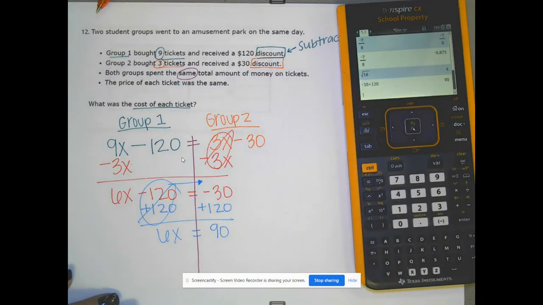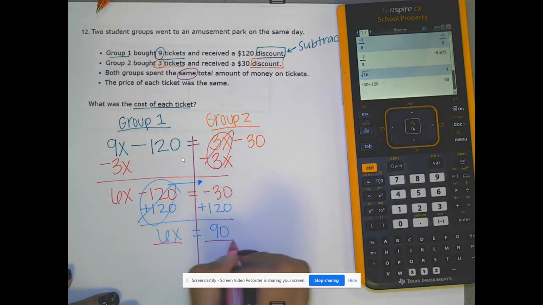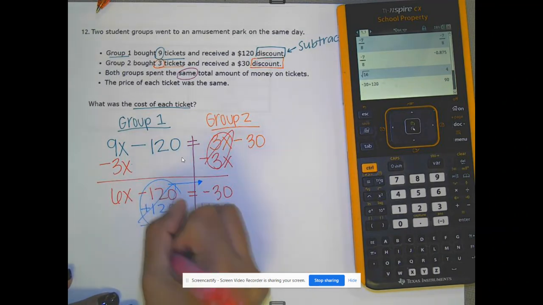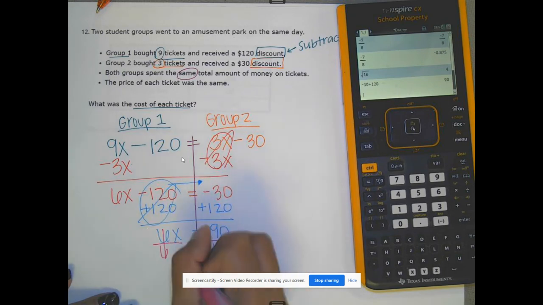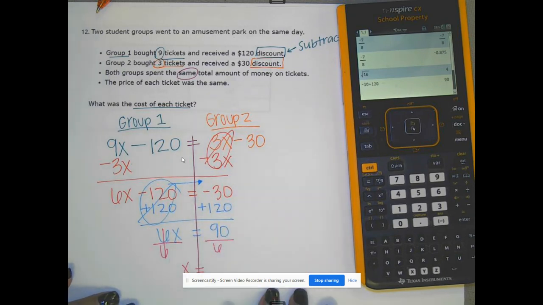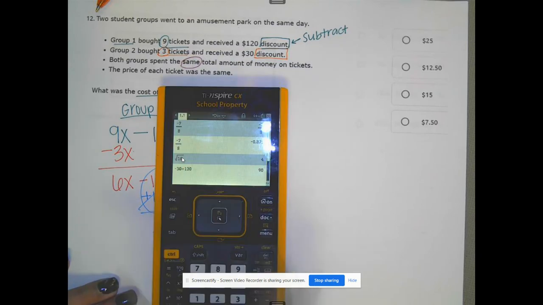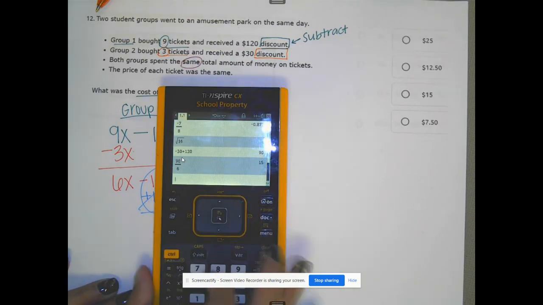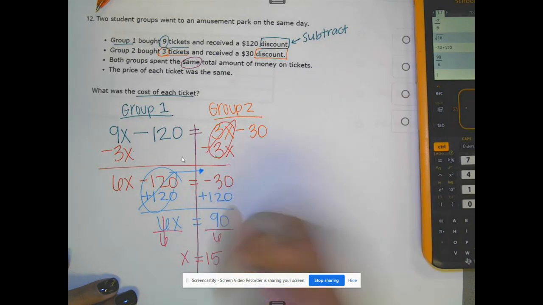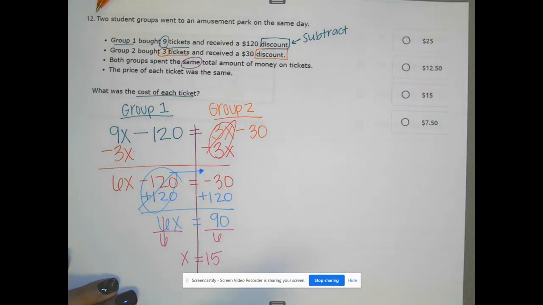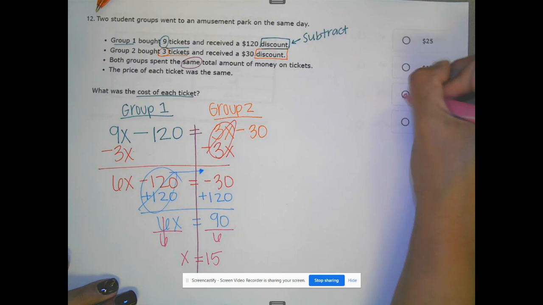And then my final step to solve this equation is going to be to divide by my coefficient. That's my 6 because that's multiplying to my x. So I get x equals, and when I type in 90 divided by 6, it tells me 15. So when I look at my answer choices, I can see 15 is C.